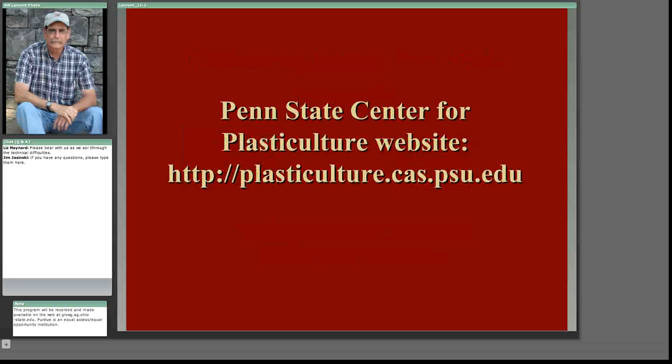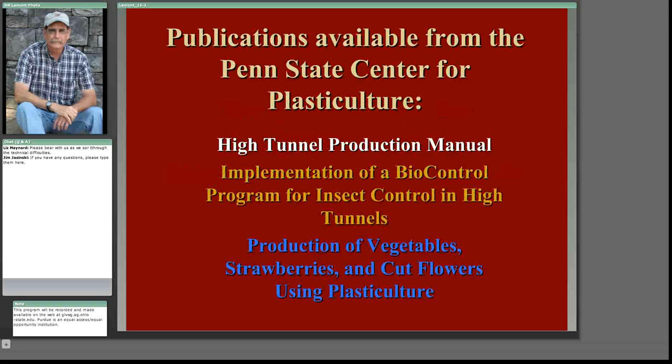Penn State Center for Plasticulture website, and we have a lot of information there. We also have publications, High Tunnel Manual, implementation of biocontrol program for insects, and also a big production of vegetables, strawberries, and cut flowers using plasticulture. There are 3 publications that are available from us. The one is an NRAES publication that goes through everything on plasticulture.